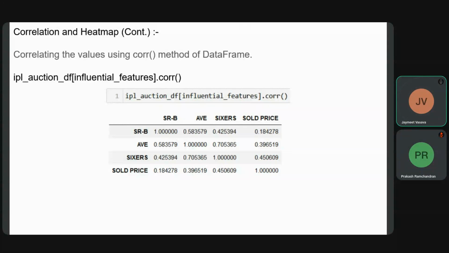So, in order to see the correlation of the values, we can use the corr() method of the data frame on our influential features. When we use this, we get the correlation in a matrix form. And you can see that there is a diagonal matrix also.